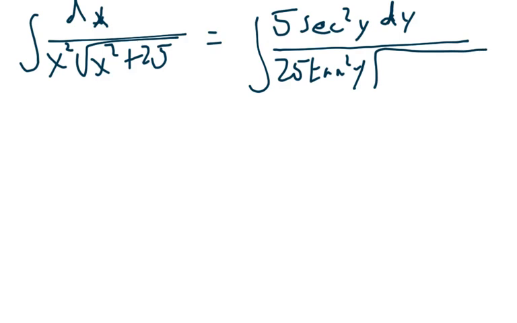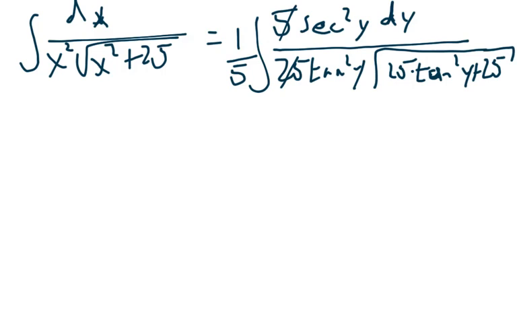And then we have our square root, which is 25 tangent squared y plus 25. I have room here. Okay. Good. So now everything's in terms of y. We've successfully done the transformation. So now we can go ahead and see this and bring out a 1/5 here.